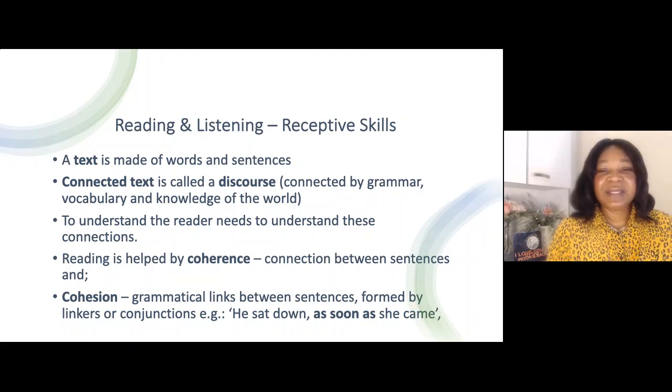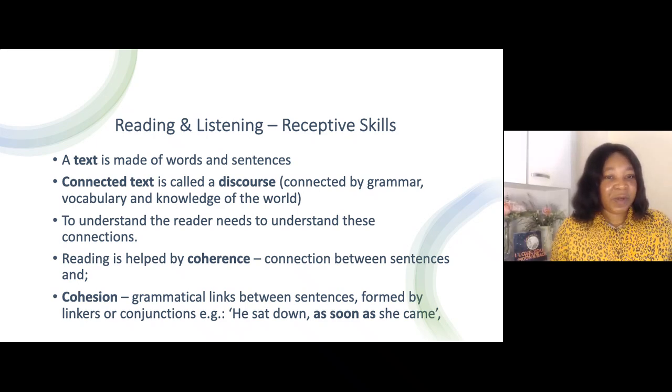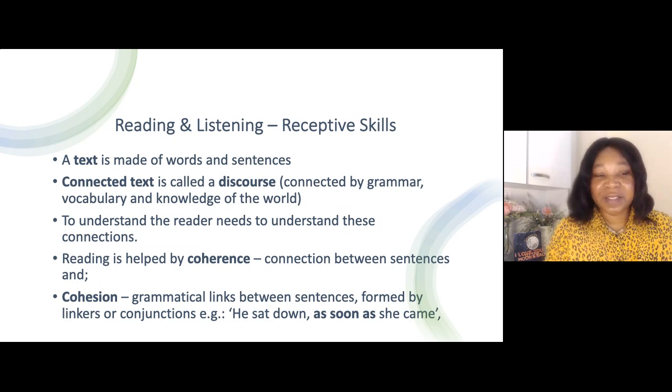So, reading and listening are receptive skills. For example, a text is made of words and sentences, so we can read the text. Connected text is also called a discourse. Okay, so a discourse could be a conversation between you and I on a particular topic. It's connected by grammar, vocabulary, and our knowledge of the world. So you see, everything we do in our classrooms is interpreted by our knowledge of the world.